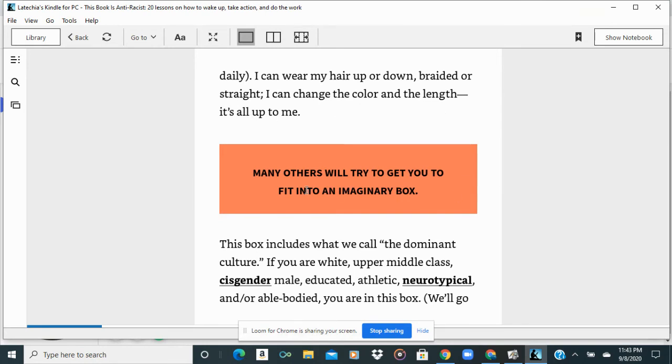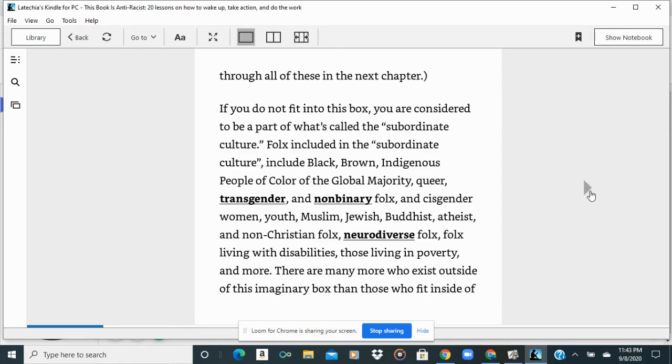Many others will try to get you to fit into an imaginary box. This box includes what we call the dominant culture. If you're white, upper middle class, cisgender male, educated, athletic, neurotypical, and or able-bodied, you are in this box. We'll go through all of these in the next chapter.